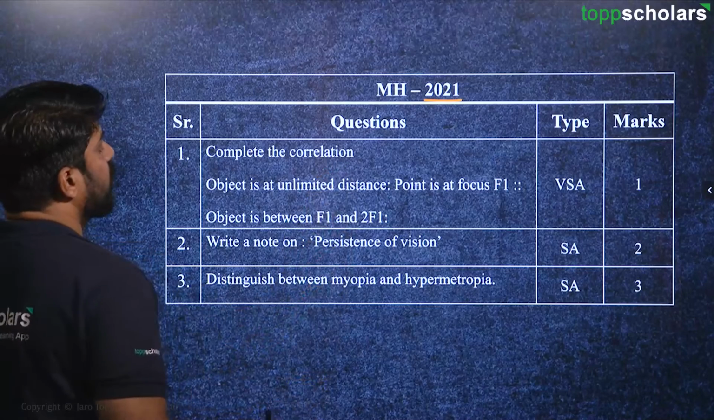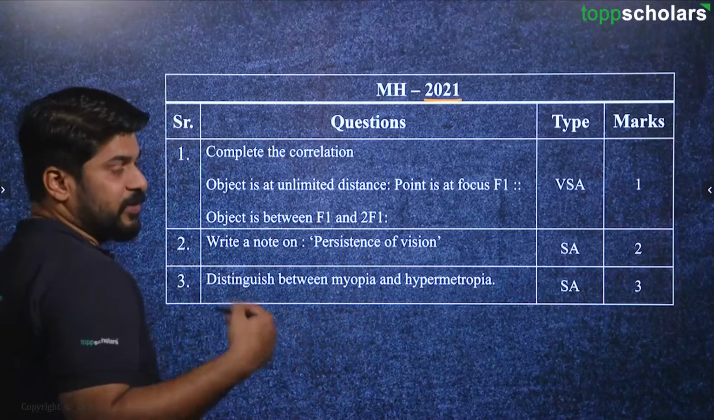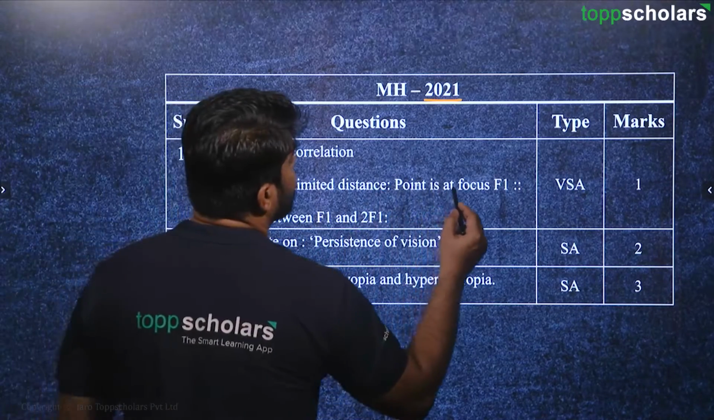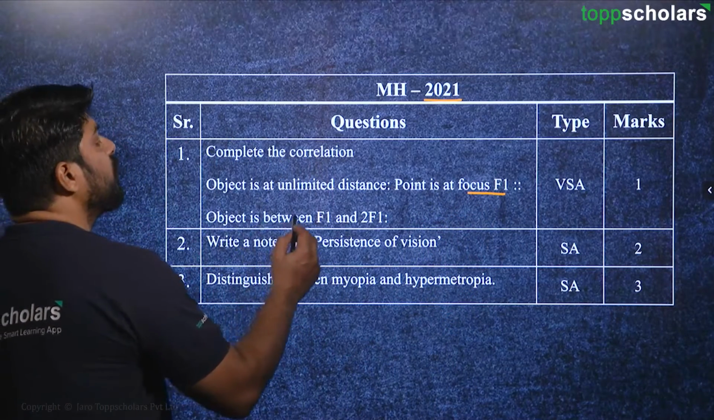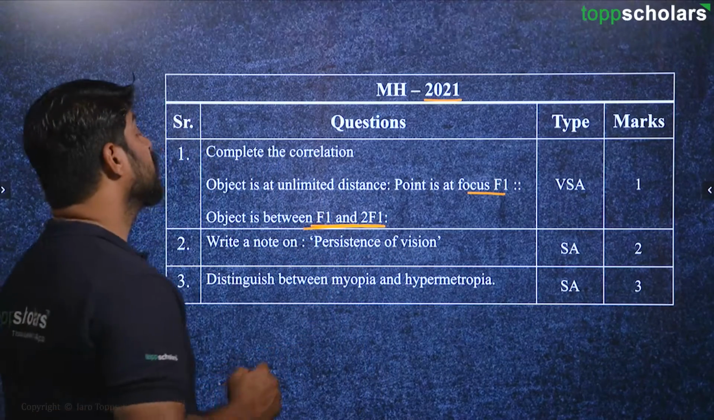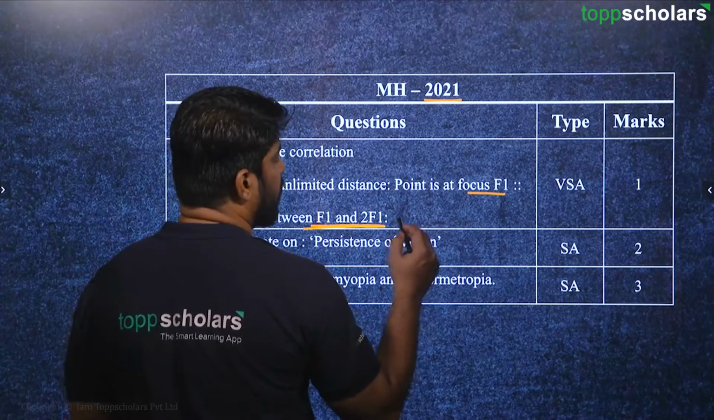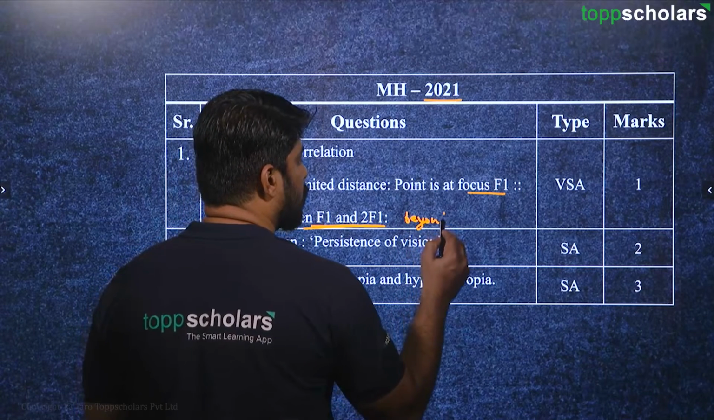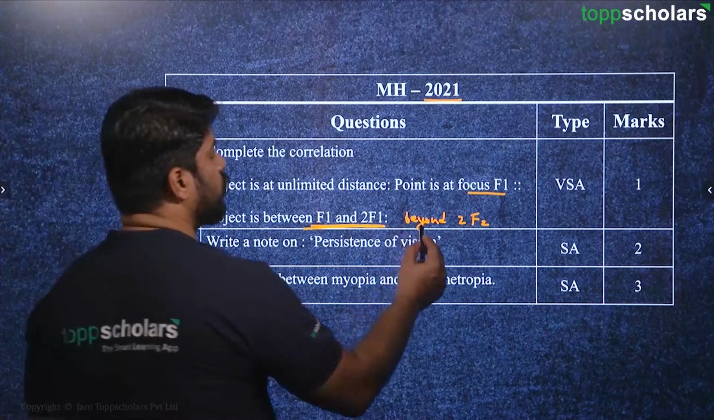Okay, complete the correlation. Object at unlimited distance. That means object at infinite distance. So the image is at focus F1. Then, object between F1 and 2F1. So when the object is between F1 and 2F1, then the image is formed beyond 2F2, right? So this should be the answer.